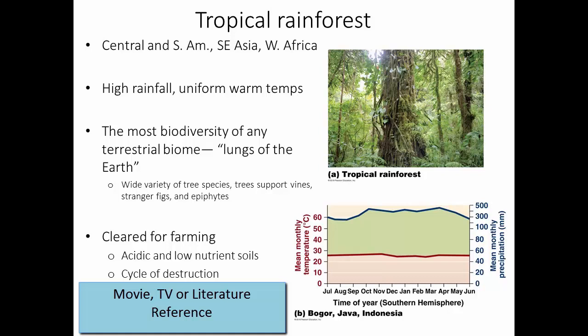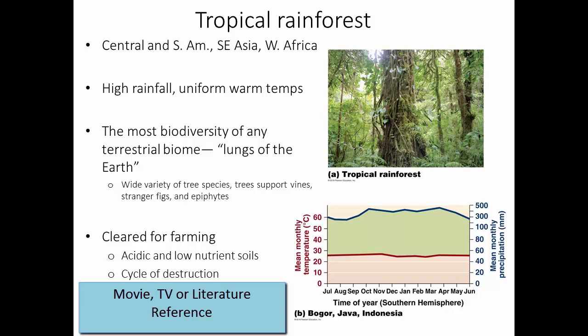Tropical rainforests are found in Central America, South America, Southeast Asia, West Africa, and other tropical regions. This biome has relatively high rainfall year-round and uniformly warm temperatures. Tropical rainforests are the biome with the absolute most biodiversity of any terrestrial biome. Despite the rich biodiversity, the soils of tropical rainforests are acidic and low in organic matter, with most of the nutrients being tied up in the vegetation.